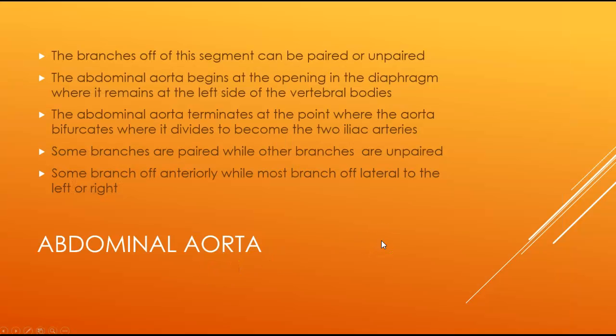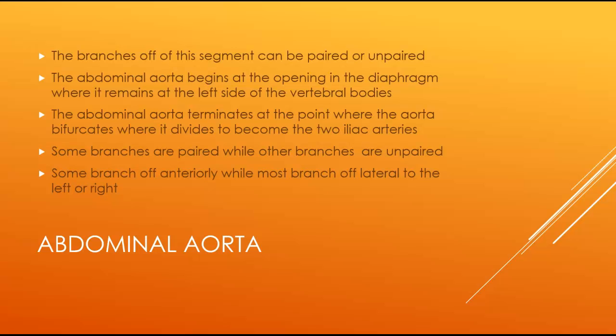The last part and the most distal part is the abdominal aorta, and this supplies a lot of the major organs of the abdominal viscera. And because of that, we tend to find fairly large branches, and they can be paired or unpaired depending on where it is that they're going.